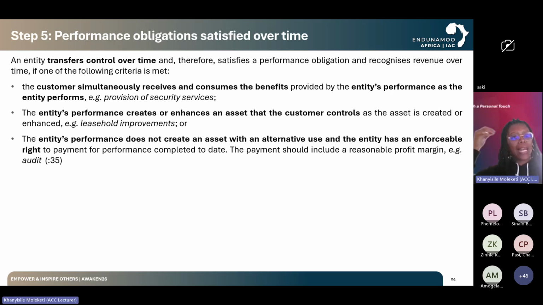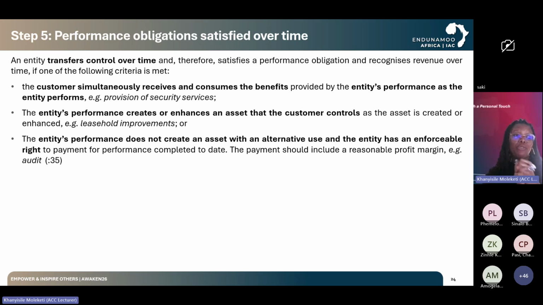And how do we assess this? We assess if it's over time, if it meets any of these. So it's either this or this or this. If none of these are true for that particular PO, then that means that PO was satisfied at a point in time. So we first consider, is this particular PO over time? If no, if none of these are applicable to the entity or to this particular PO, then it's at a point in time. Okay, so first over time assessment, then point in time assessment.